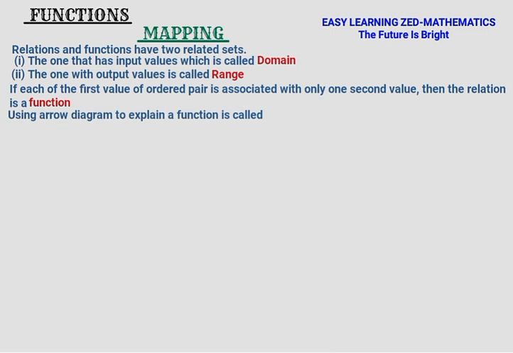Using an arrow diagram to explain a function is called mapping. So now we have defined the topic of today, which is mapping. When you are using an arrow diagram to explain a function, that is called mapping. Remember always that a function is the one where the first value of an ordered pair is associated with only one second value, then the relation is a function.